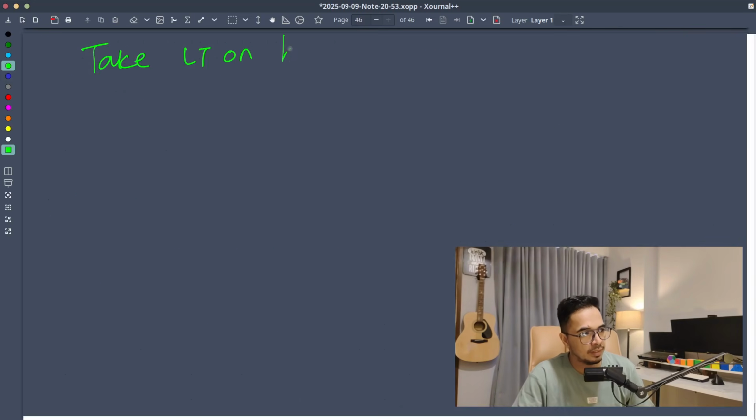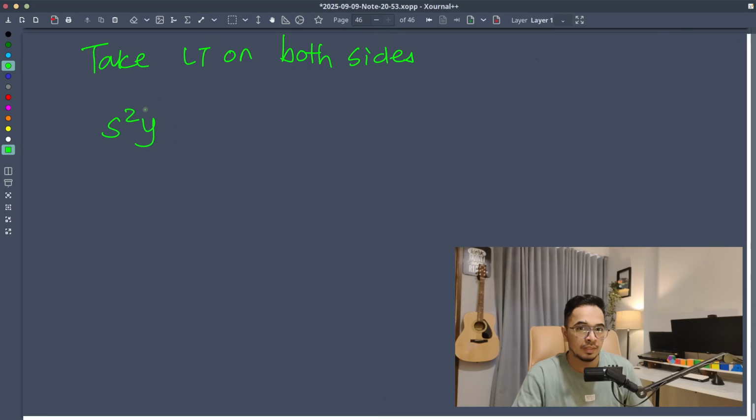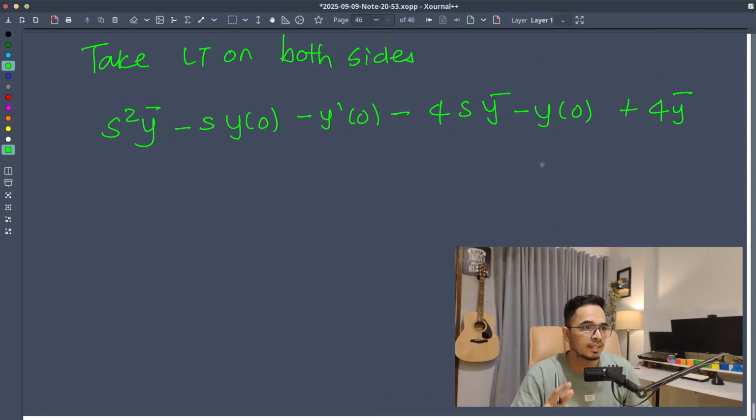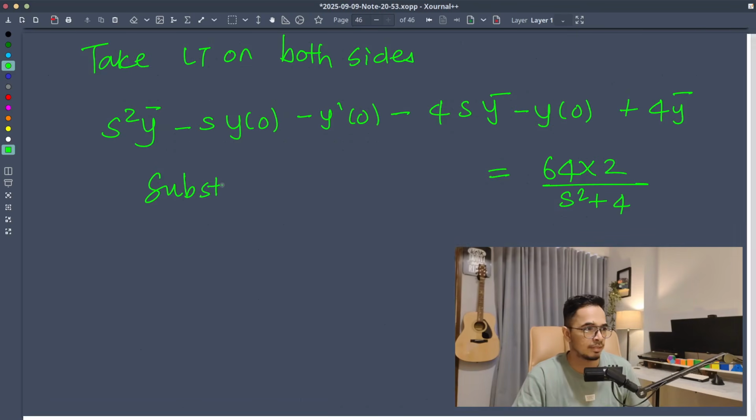When you do that, the first term, we know what happens, it's a second order term, so the Laplace transform would be s square. Now I'm representing y bar by the Laplace transform of the function, so that should be clear to you. So s square y bar minus s y0 minus y dash 0 minus 4s y bar minus y0 plus 4y bar is equal to 64 by s square plus 4.